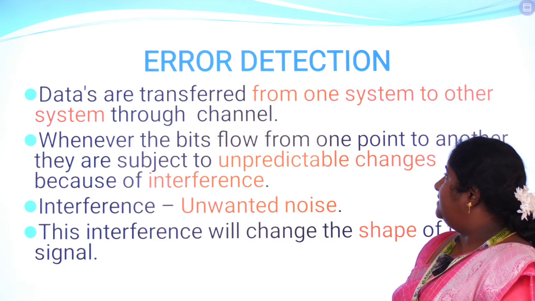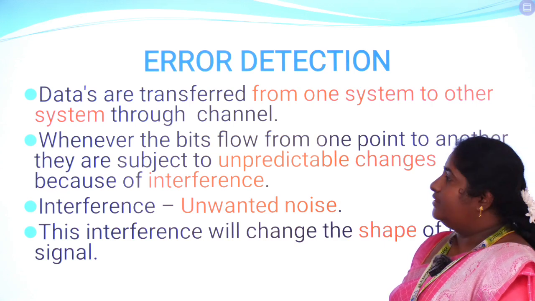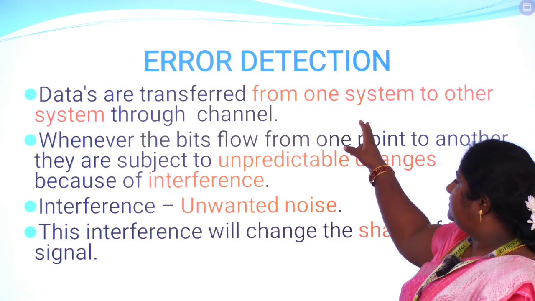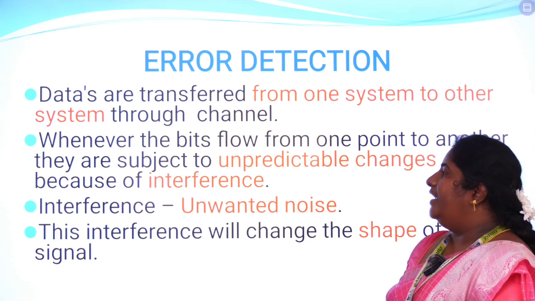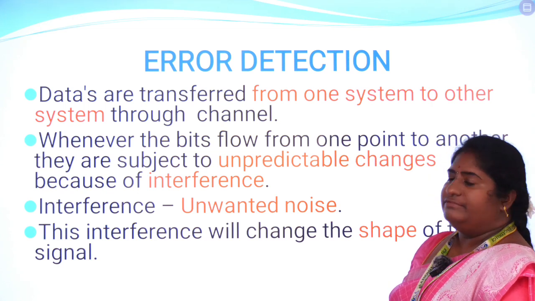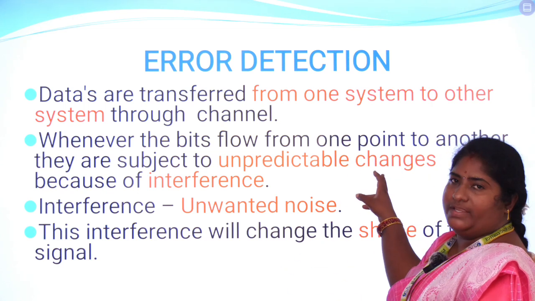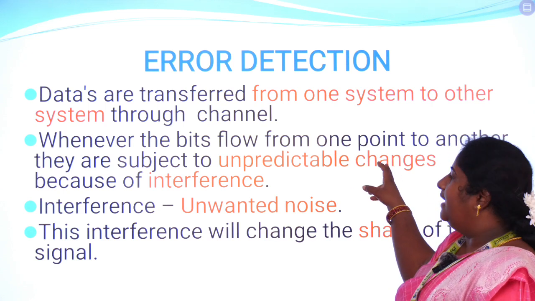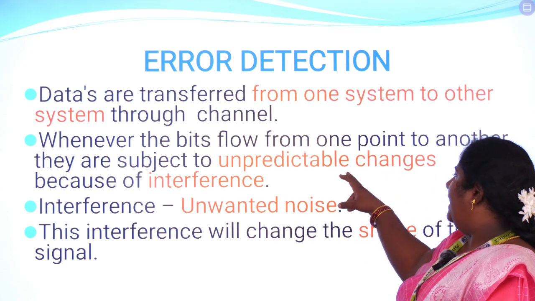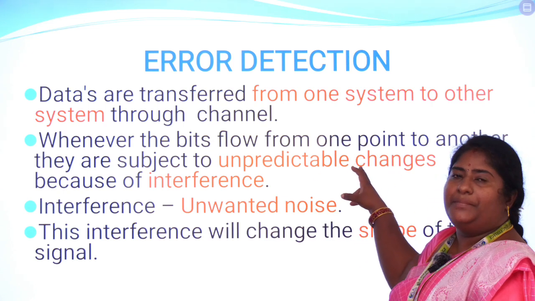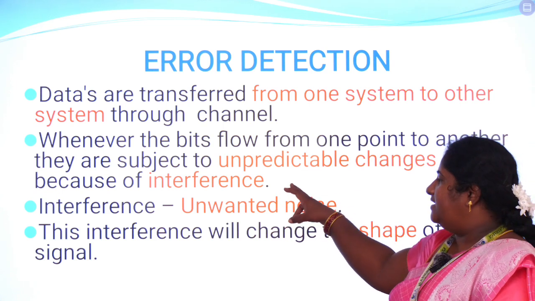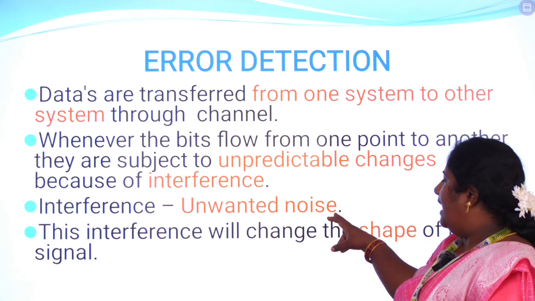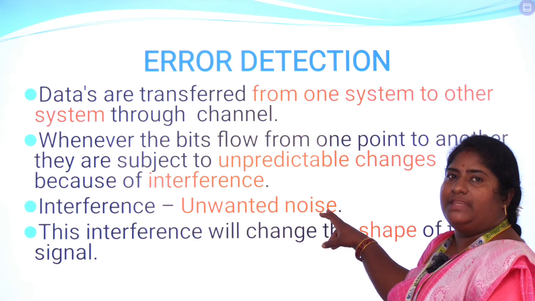So coming into error detection, when data is transferred from one system to another system through a channel or through a medium, whenever the data is transferred from one point to the other point, it may be subjected to unpredictable changes. These unpredictable changes are called interference. Interference means unwanted noise while transferring the data.